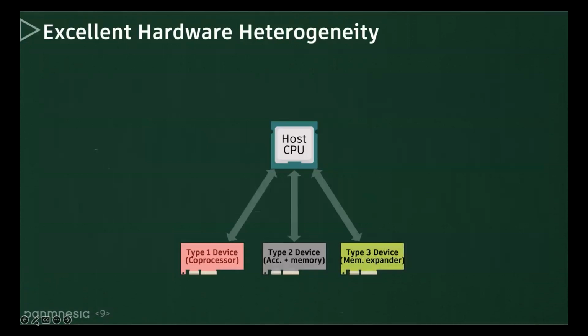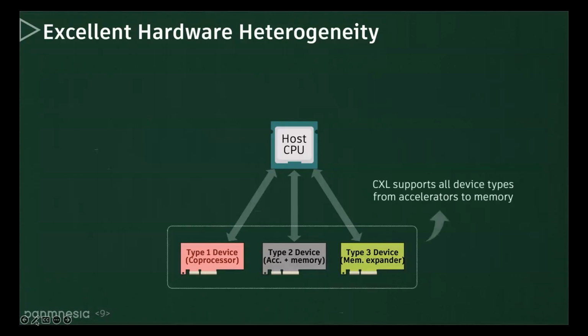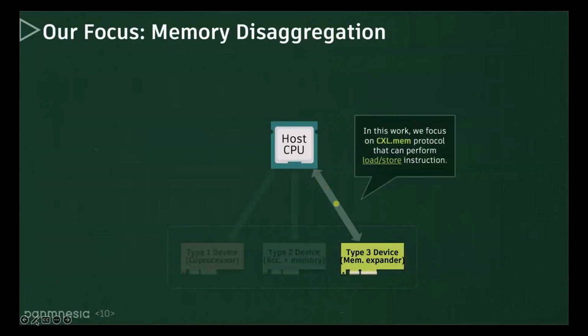A type 2 device mixes type 1 and type 3, and an accelerator with internal memory like a GPU can be an example of a type 2 device. Like this, CXL supports various types of devices ranging from accelerators to memory. In this work, we focus on the CXL.mem protocol with a type 3 device for memory expansion, which allows the host to access memory with load store instructions.